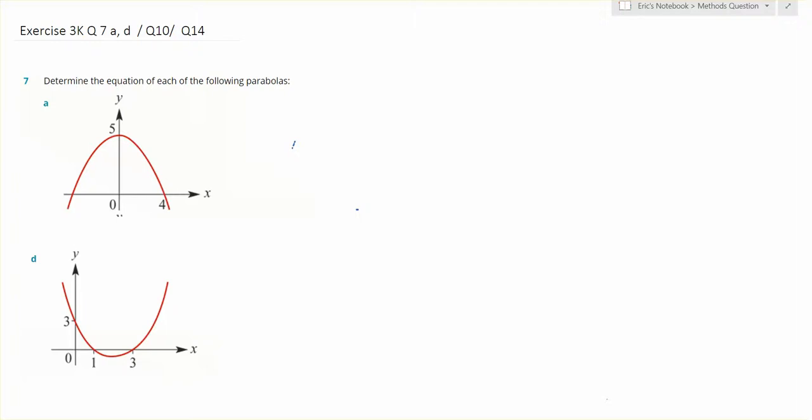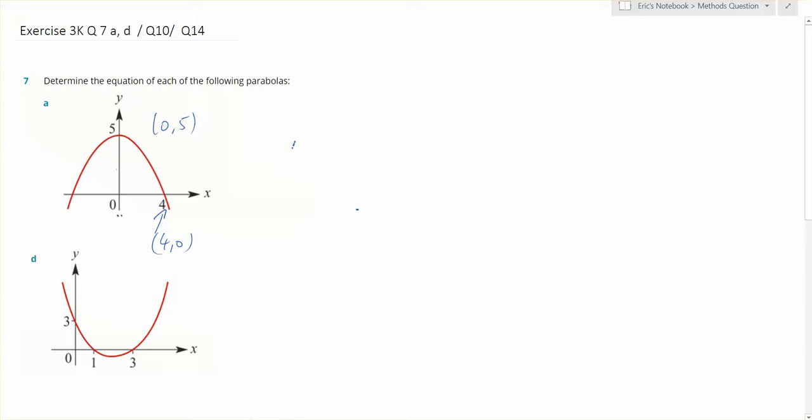This is for year 11 methods, exercise 3K, questions 7, 10, and 14. For question 7a, we're asked to find the equation of this graph. Now, what do we know? We know there's the x-intercept at 4 and the y-intercept at 0, 5.